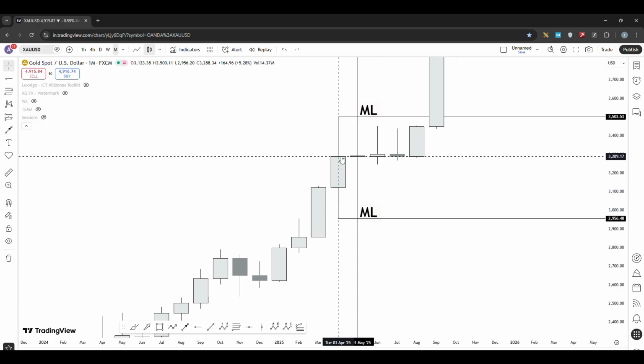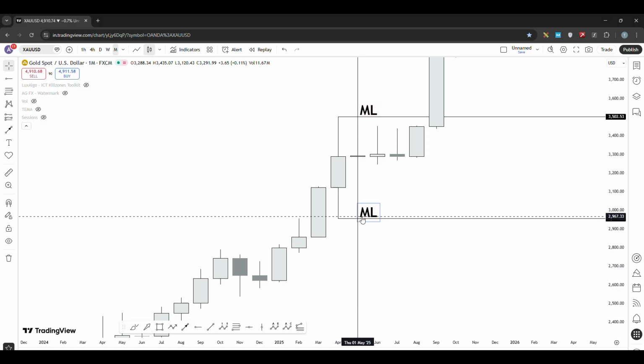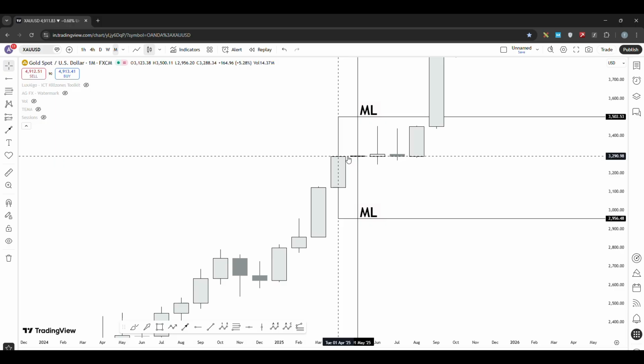What else have we got? So the price, remember, it is over here, right? It is over here, and this is where we have to find out the bias for the market in gold. So in the monthly, we can see that we have got just these two levels, and market is over here, right?